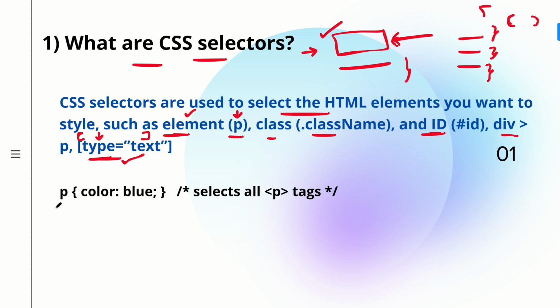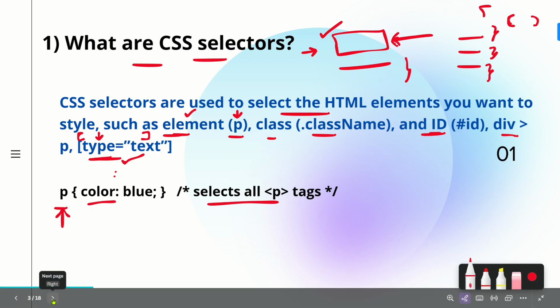Example, you can see here what we have written: we have directly written a P tag. So what kind of CSS selector is this? This is an element CSS selector, and we have given color equal to blue. So all the paragraph tags in your application, in your page, are going to get selected and their color will become blue. So you can see here that it selects all the P tags of your application.